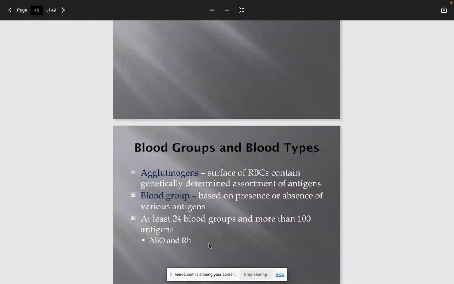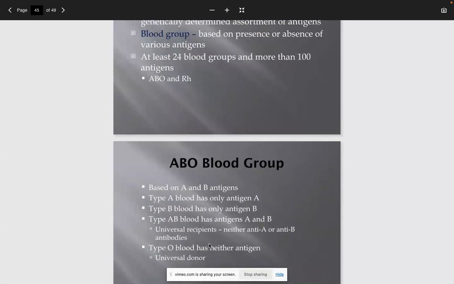We'll finish here with talking about blood groups. Depending on which antigen is present will depend on what blood type you have. If antigen A is present, you'll have blood type A. If antigen B is present, you'll have blood type B. If no antigen is present, then you'll have blood type O, and you're considered the universal donor.